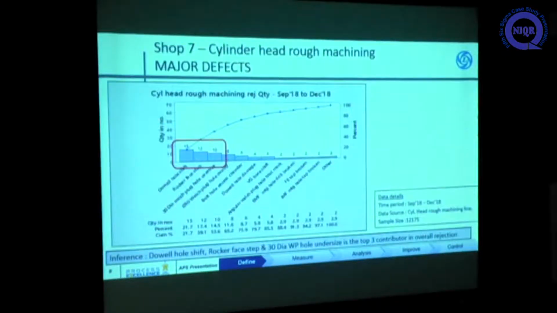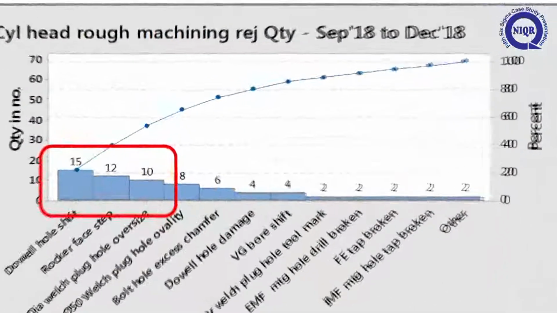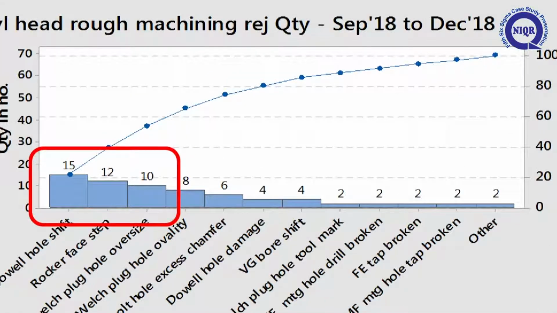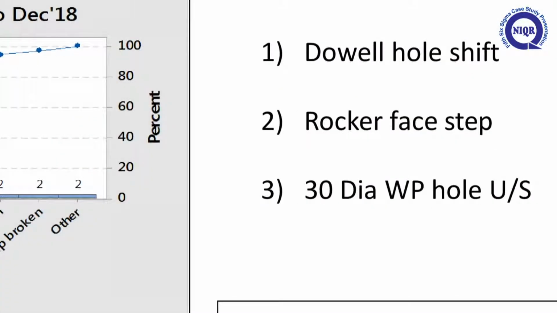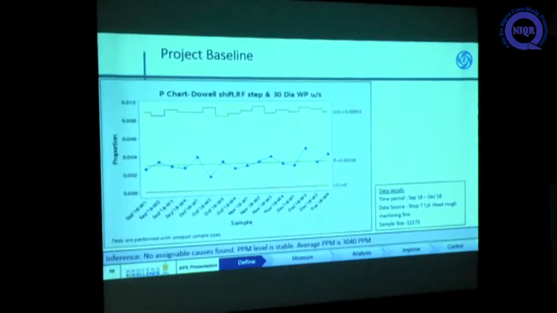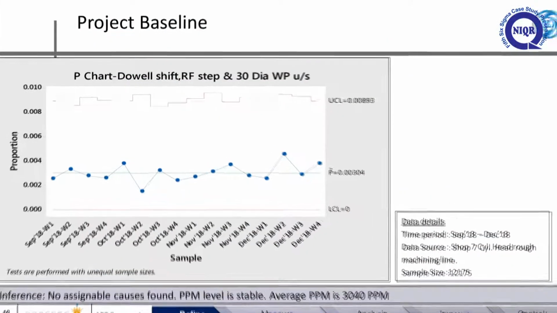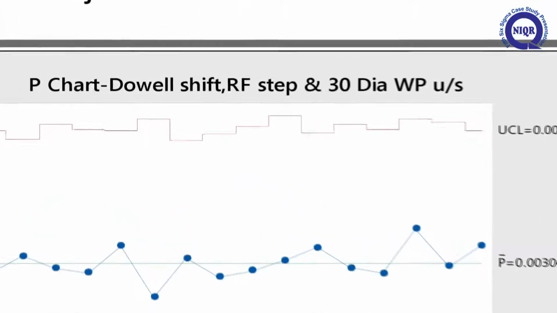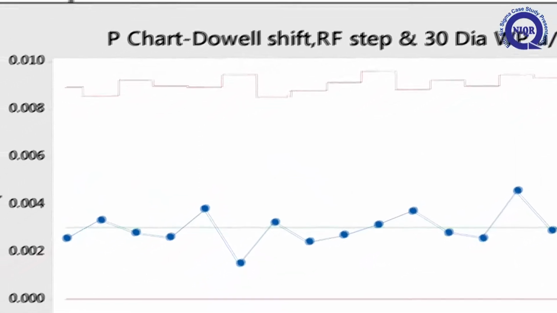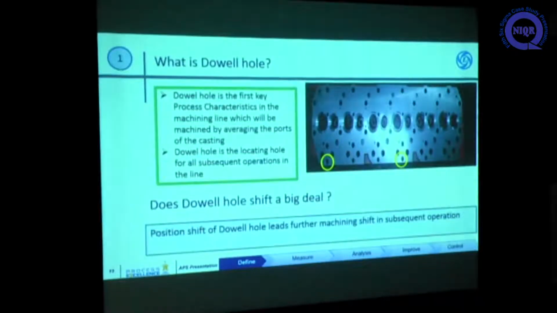Okay, this is the plan which we made, and this is last year's FY19 PPM trend, where we faced three major issues: double hole shift, rocker face step and Welch plug oversize. We will see these in the later slides. This is the PPM trend which we plotted in the P chart, drawn with those three issues. We got a PPM of around 3040. We'll see how we eliminated those issues in the remaining slides.